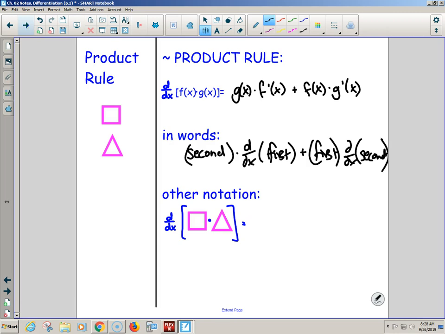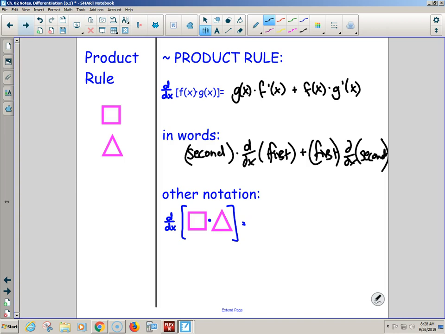The second function times the derivative of the first function plus the first function times the derivative of the second function. Second D first plus first D second. Where the D is the only place that deriving is taking place. Second D first plus first D second. The second function, g of x, times the derivative of the first function, f prime of x, plus the first function, f of x, times the derivative of the second function, g prime of x.